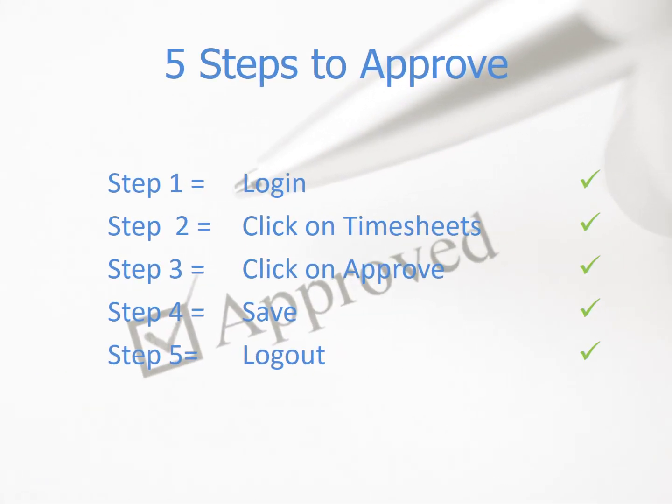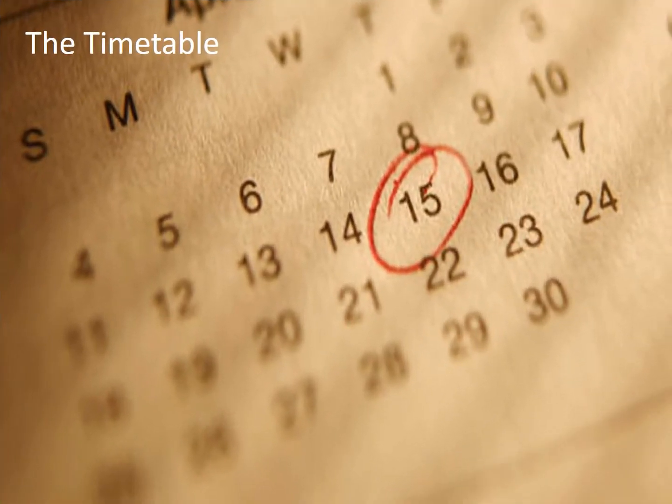So let's have just 5 simple steps to approve. Number 1, log in. Number 2, click on timesheets. Number 3, approve each of the lines. Then you just click on save and then log out. It's as simple as that, and that's a weekly process. So let's have a look at the timetable of how that works week by week.